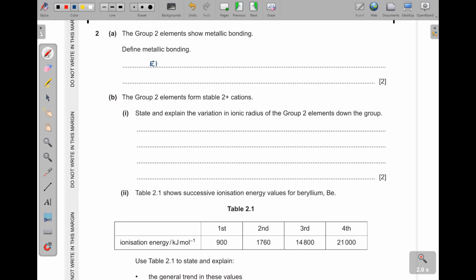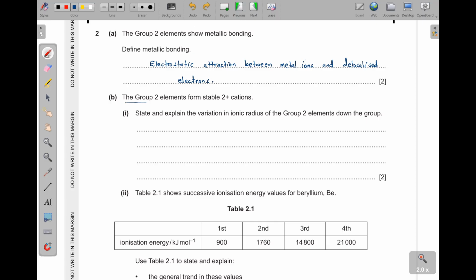So we shall say electrostatic attraction between metal ions. You can say positive metal ions and delocalized electrons. This word is very important. Delocalized electrons. So these electrons are moving around the lattice.